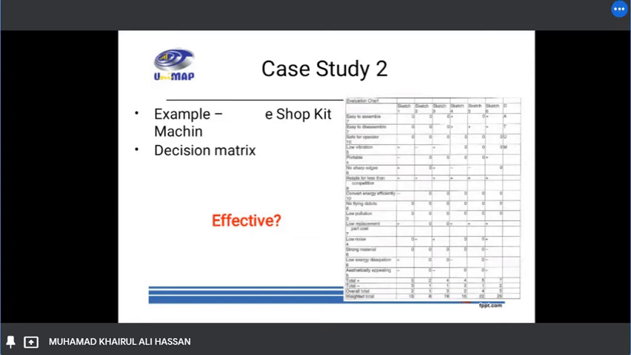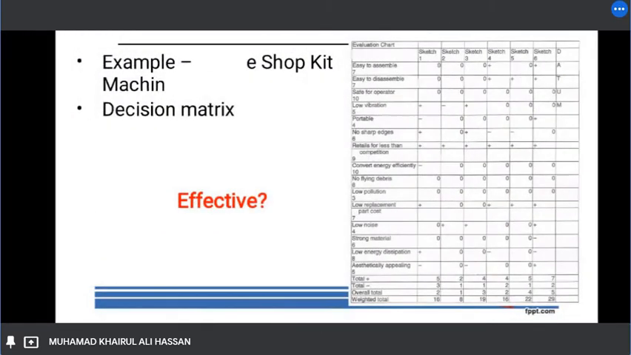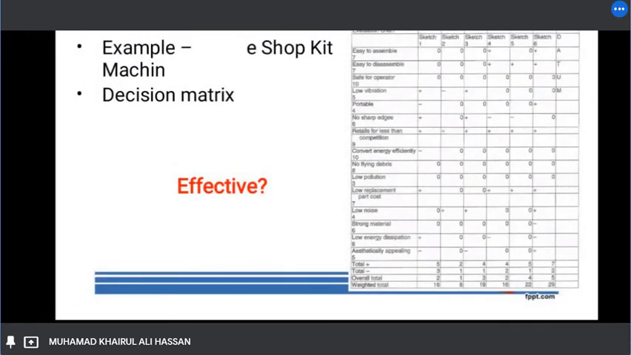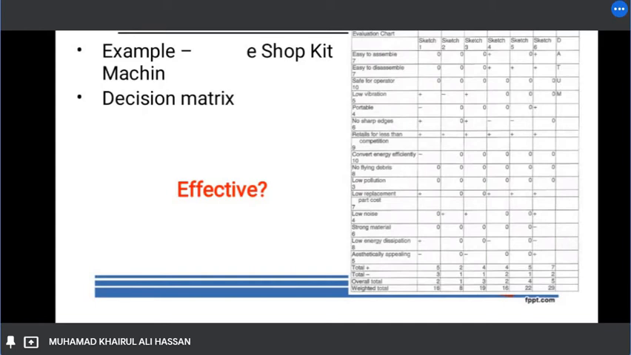performance of each concept. So class, from this table, sketch 1 until sketch 6, which one is the best concept we want to use as product development? Which one? Sketch 6.